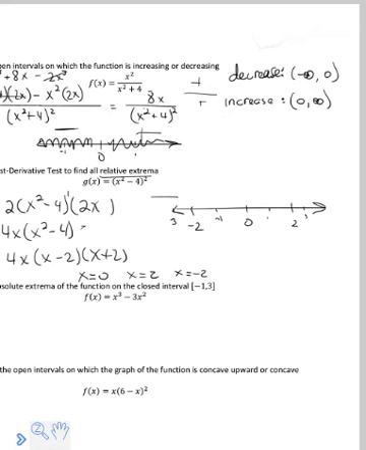Now if I choose negative 1 as my test point there and test that, 4 times negative 1 is negative. Negative 1 minus 2 is negative, but negative 1 plus 2 is positive, and a negative times a negative times a positive is a positive.